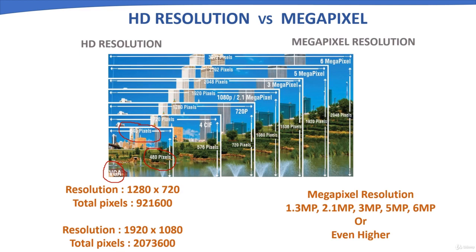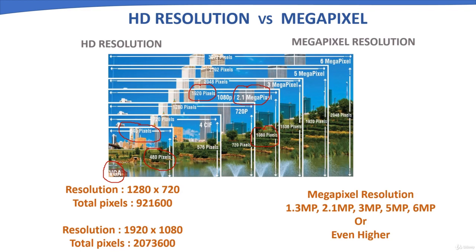Here in this image you can see 1920 pixels are arranged horizontally and 1080 pixels are arranged vertically, which makes a total resolution of more than a million, and this camera is considered as 2.1 megapixel resolution.